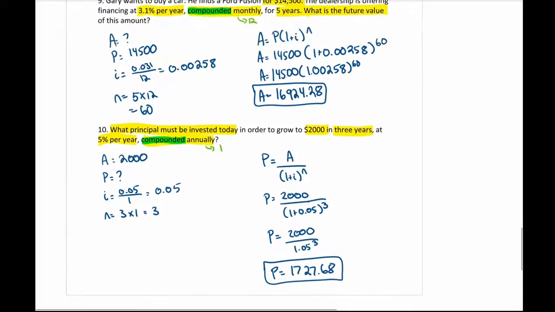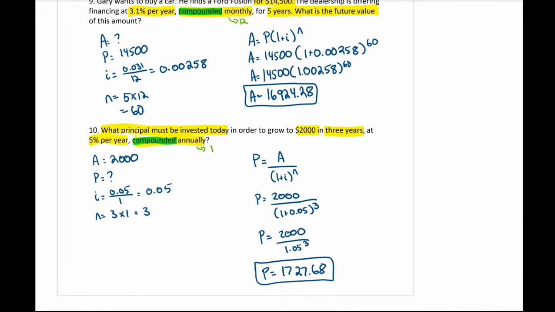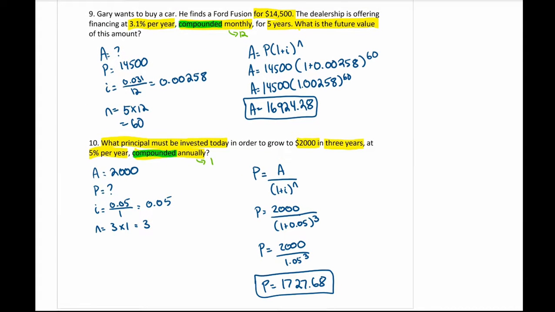So again, this focuses on using simple interest, compound interest, and the two forms of looking for the future value and present value. Again, if you need further explanation on this, please go back to the specific lessons on these concepts.